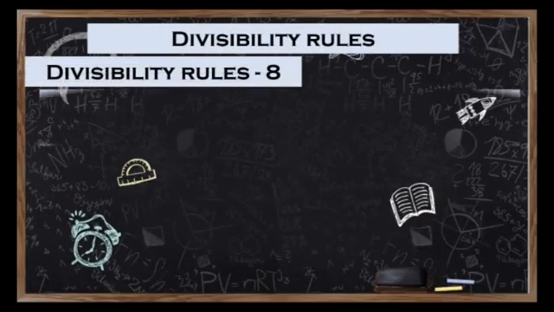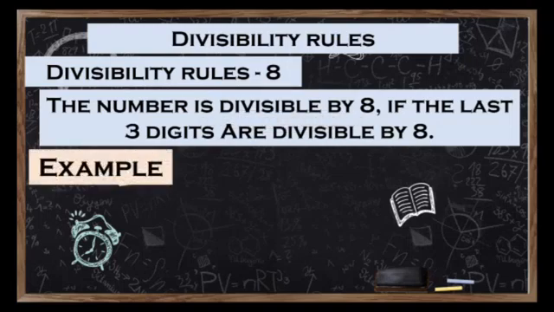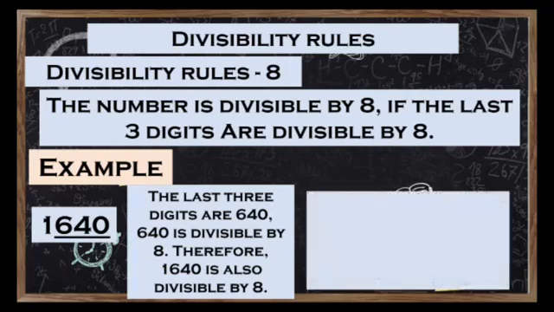Divisibility rules by 8. The number is divisible by 8 if the last 3 digits are divisible by 8. Example, 1,640. The last 3 digits are 640. 640 is divisible by 8. Therefore, 1,640 is also divisible by 8. Let us check.